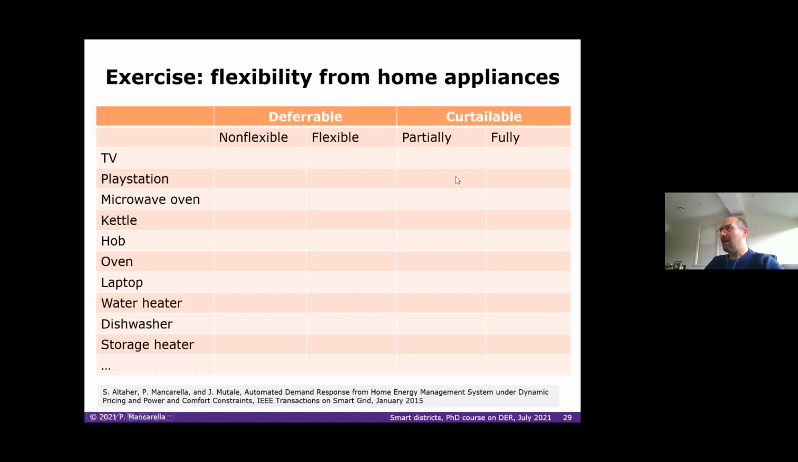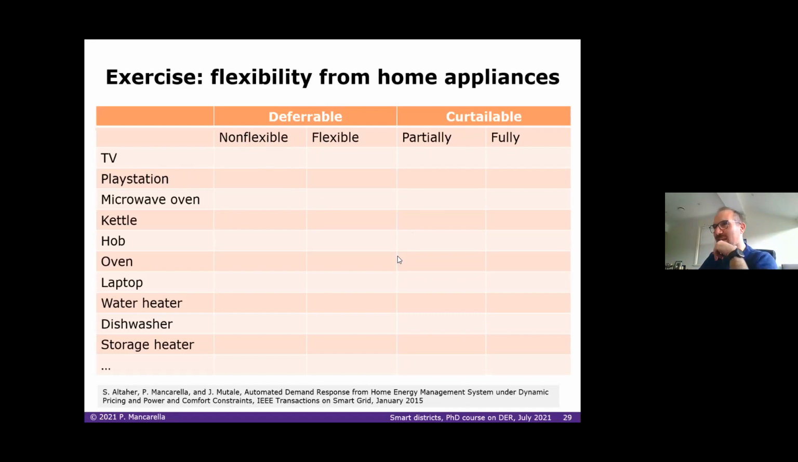So how would you characterize this? For example, a TV. Where would you put a TV here? If you wanted to provide demand response with a TV, where would you put it? Let's see if there is some answer here.